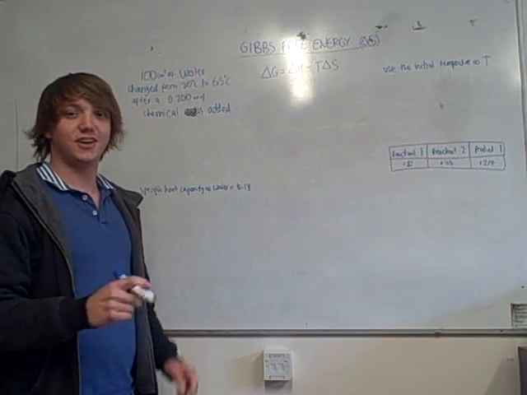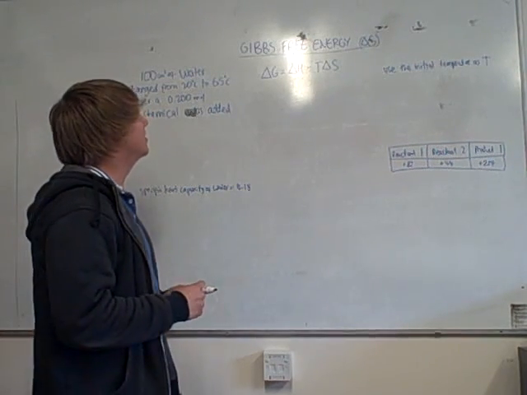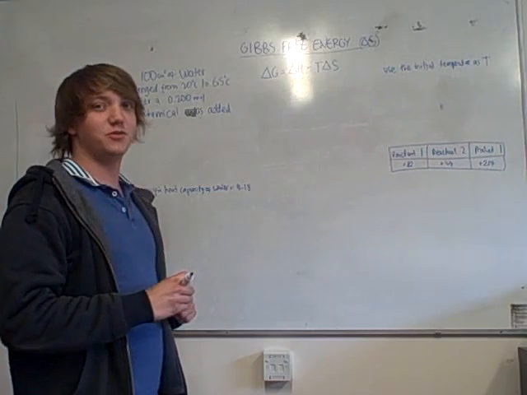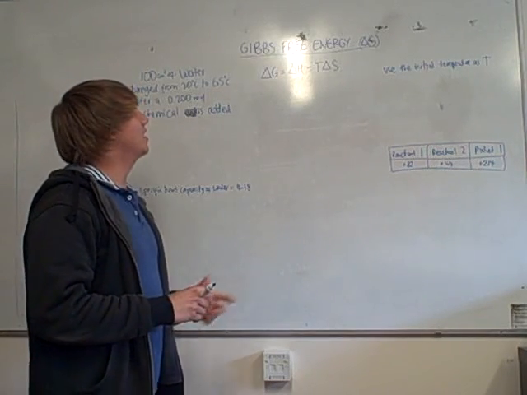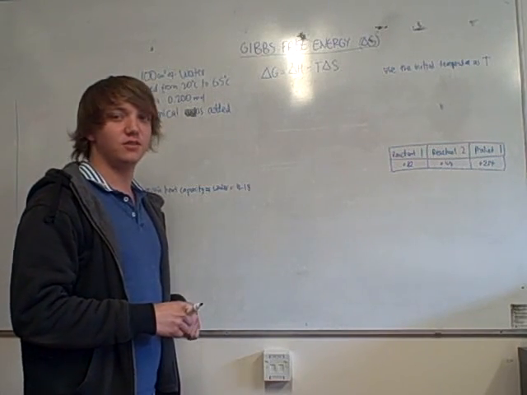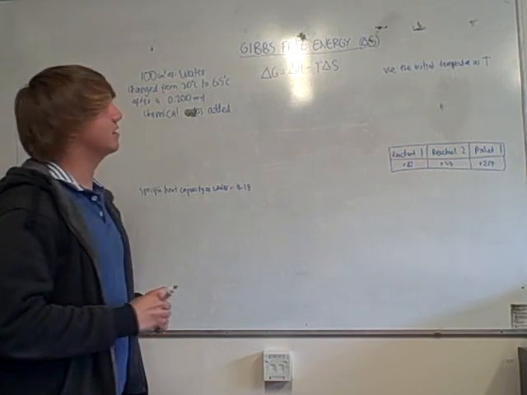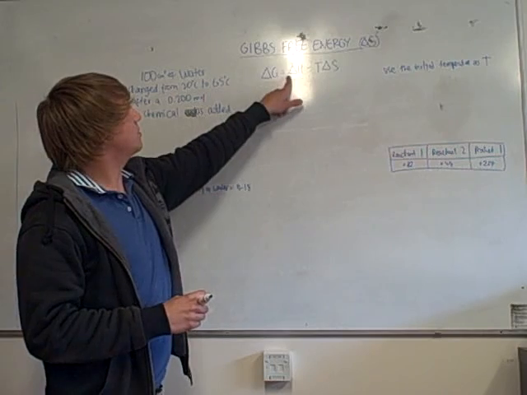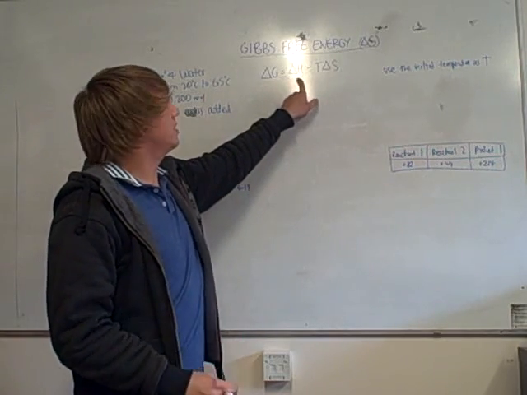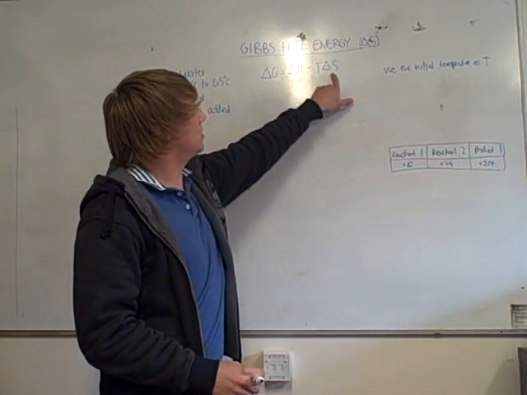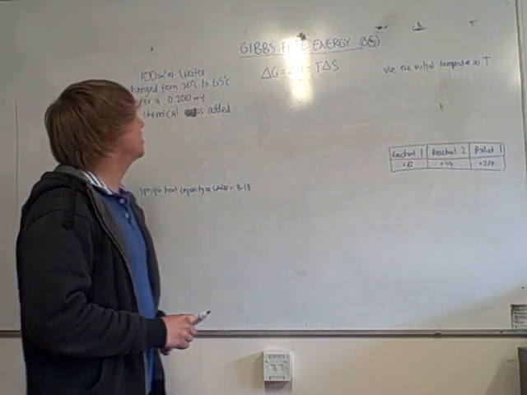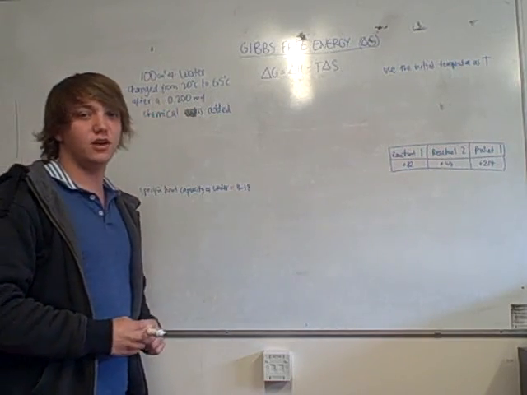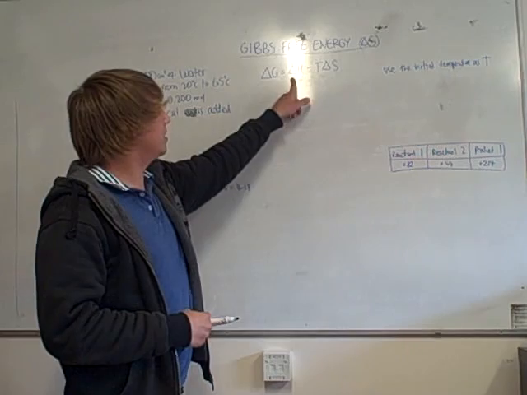Okay, so this video is to help determine the Gibbs free energy, which basically determines the feasibility of a reaction. First off, this is the equation: delta G equals delta H, which is the enthalpy, minus the temperature times the entropy. First of all, we need to find out the enthalpy.